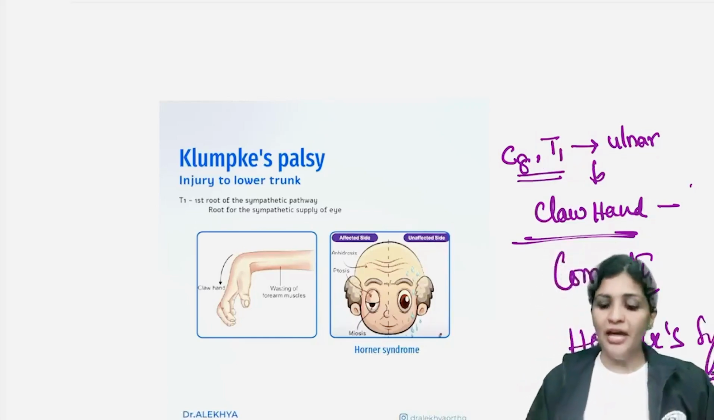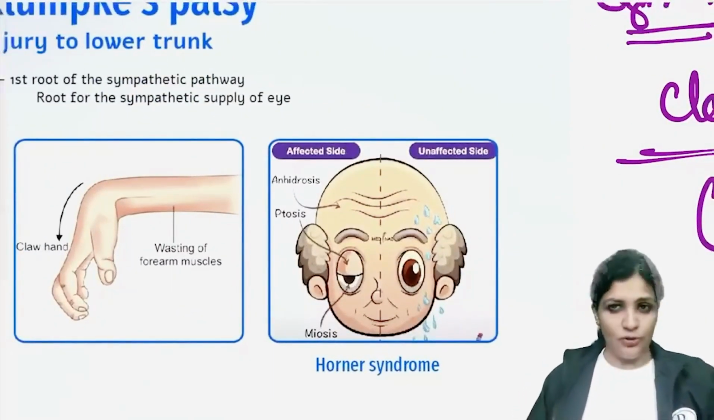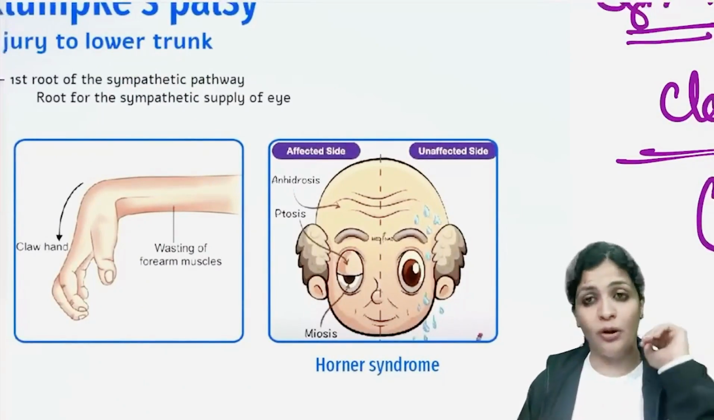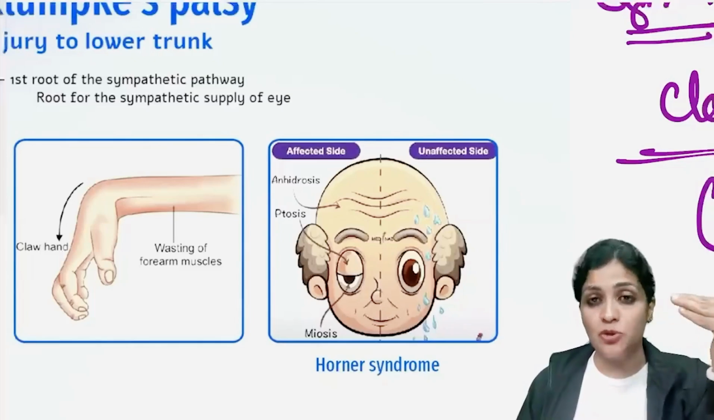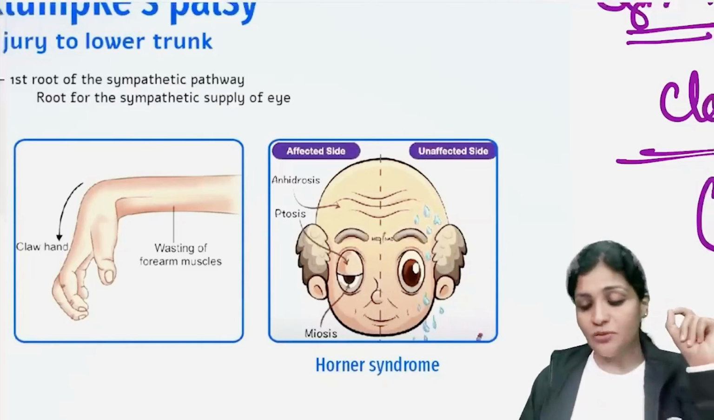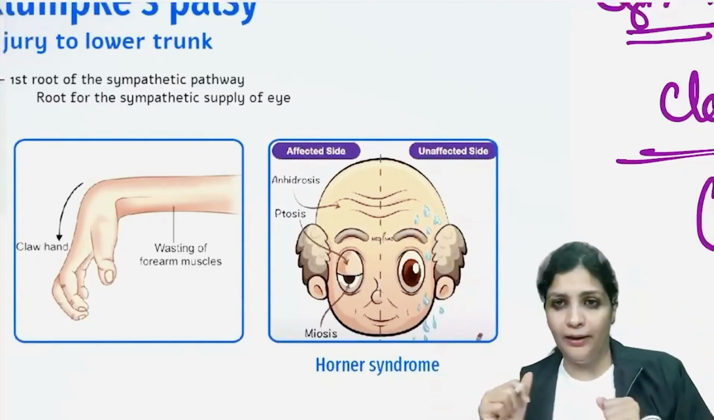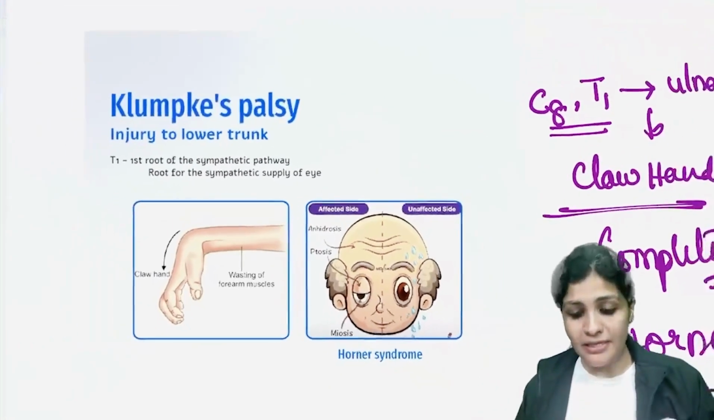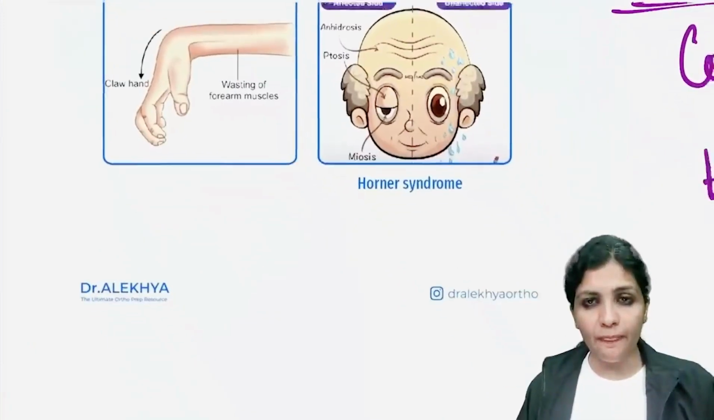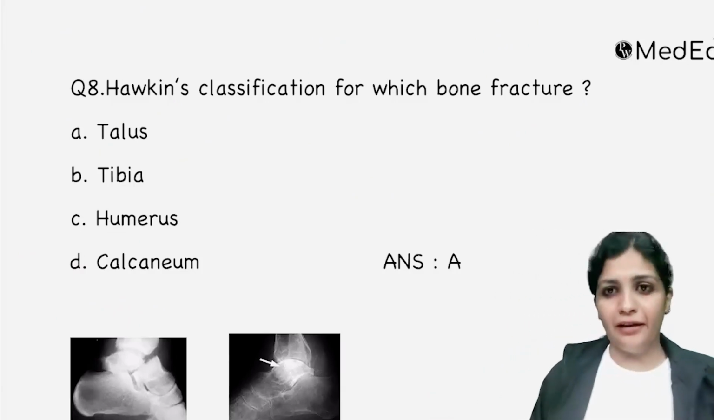It is given on the screen, where the patient will have anhidrosis, ptosis and miosis, right? On the affected side, you can see anhidrosis, which is loss of sweating. Ptosis is drooping of the eyelid. Miosis is pupil constriction, right? This is all seen on the affected side whenever the root T1 is involved in case of Horner's syndrome, and this is called Klumpke's palsy, right? Hope you all understood. Okay, good. That would be a great revision for you, right?